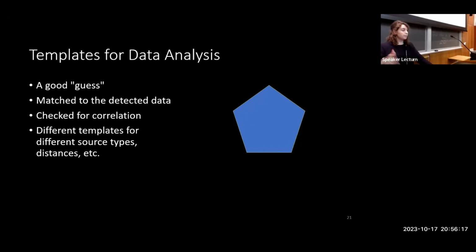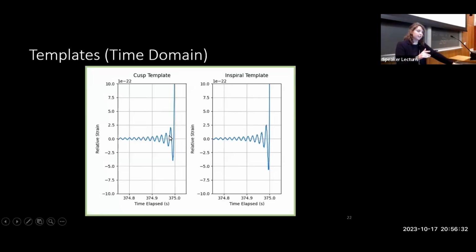There are different shapes for different types of sources. A cosmic string template is going to look different, presumably, from a CBC template. So we make different templates for everything. This is what our cusp template looks like and our in-spiral template, and that's associated with our CBC, our compact binary coalescence. And looking at this, they look the same, or at least very, very similar.